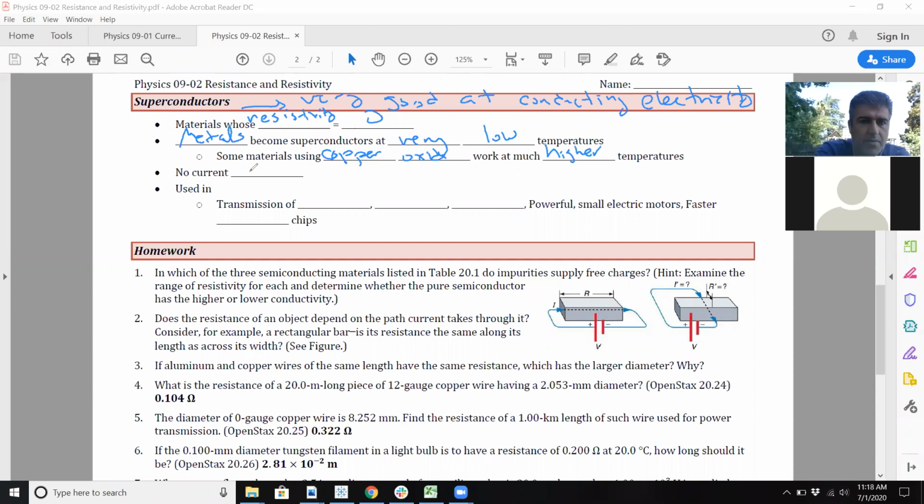No current loss. It's used in transmission of electricity, MRI machines. I don't know what this is, if I see here in my notes, I'm not sure what machine that is. Also power for small locomotives, faster computer chips. But that's where we tend to see superconductors happening.